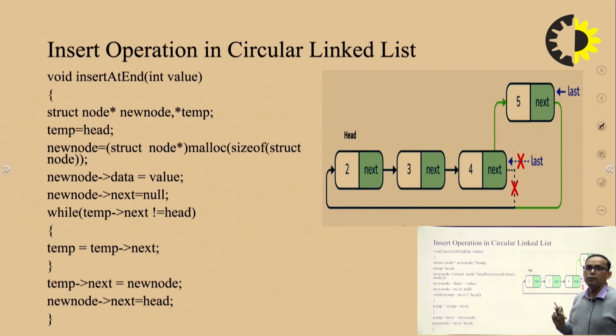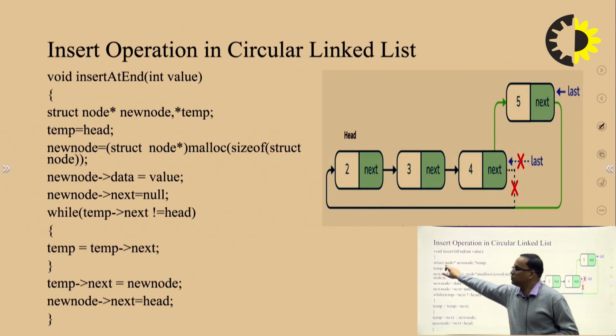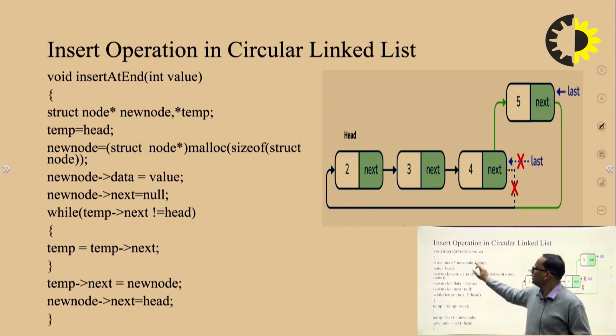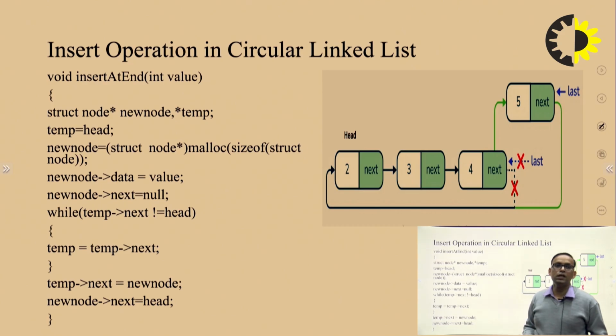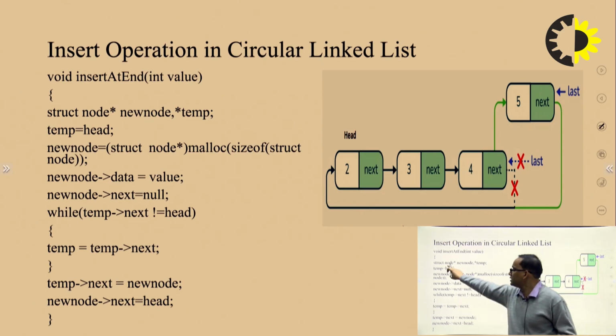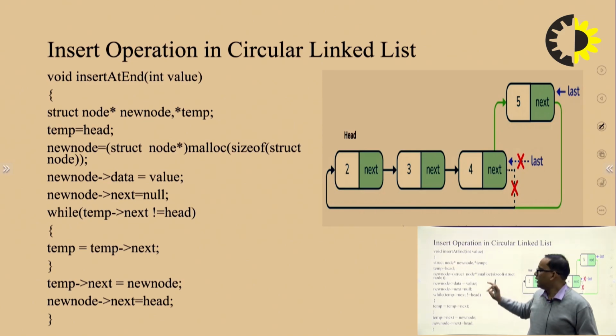Now we have to create a new node. Like this, we have to create this new node and add it at the end of the linked list. So to create a new node, first we declare it. Here node is the structure which contains 2 fields, the data field and the next field. So to create a new node, we will use this syntax, struct node asterisk new node, and asterisk temp.